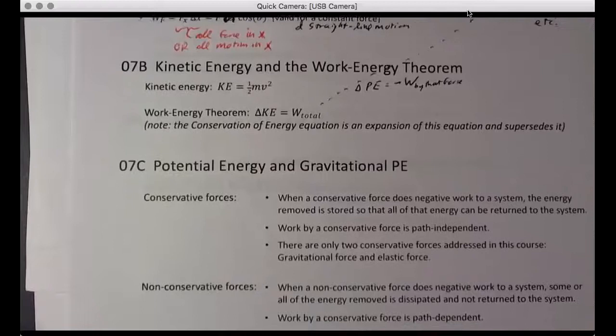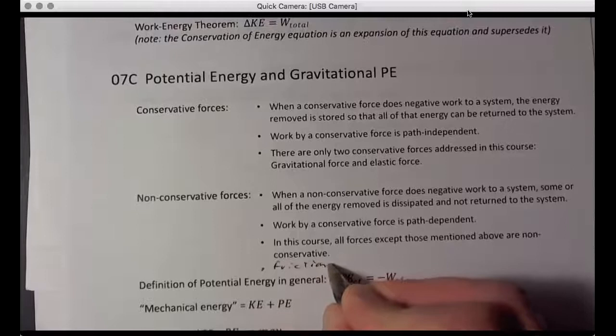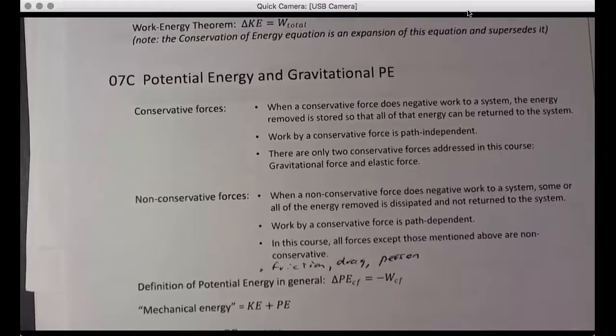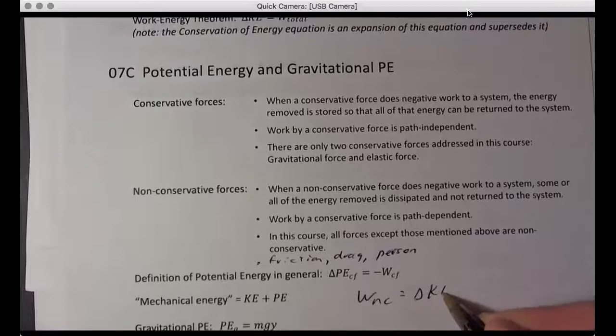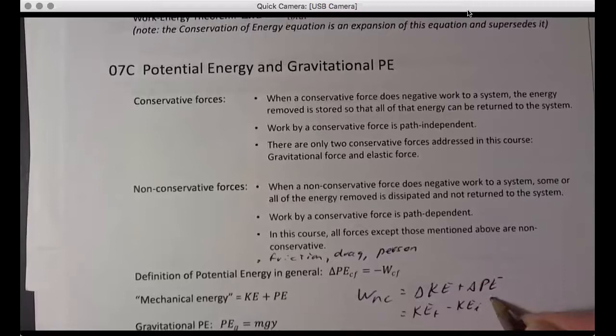That's kind of said down here. And friction drag, I think, is over here, or some other object that you're not calculating the work for. But whatever you're doing here, work non-conserving is equal to delta KE plus delta PE. That's the key thing. And this is, of course, KE final minus KE initial plus PE final minus PE initial.